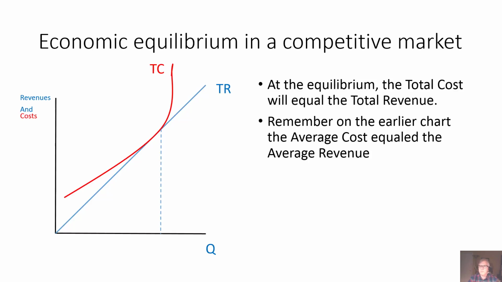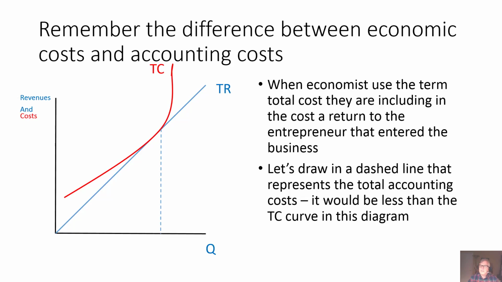The price is the average revenue in this case. So we're going to have that same equilibrium point.